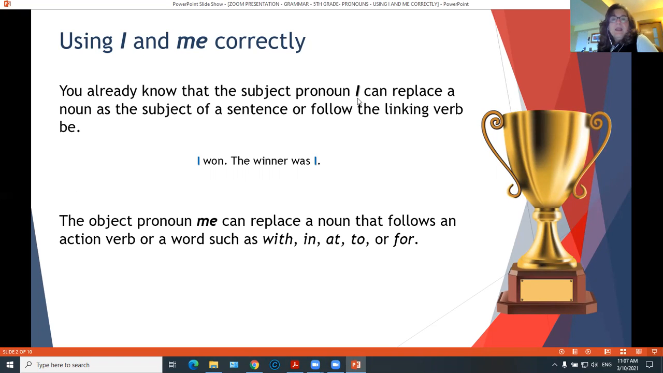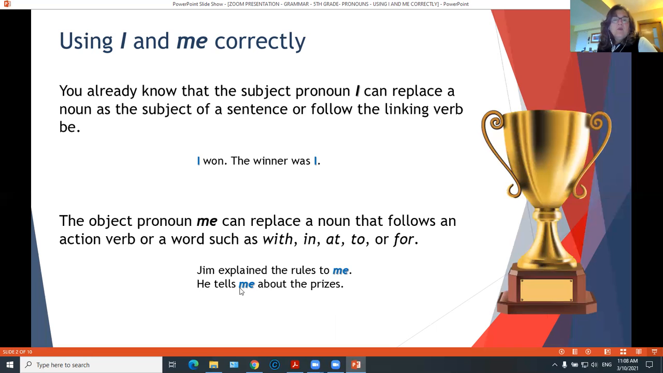Now, the pronoun me can replace a noun that follows an action verb, or when it follows a word such as with, in, at, to, or for. So, for example, if I say, Jim explained the rules to me, we say me. We don't say Jim explained the rules to I, okay? Because in this case, we have the word to, and after to, we always use me. We don't use I.